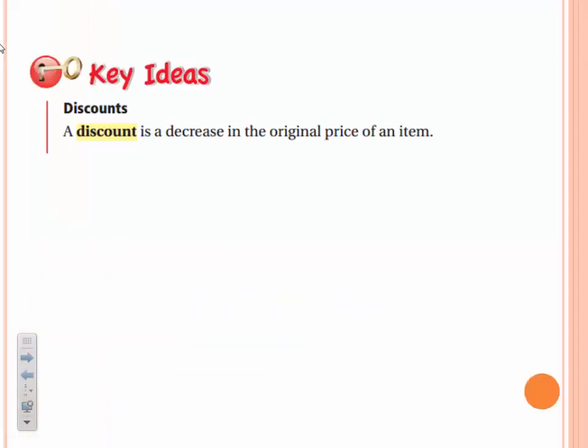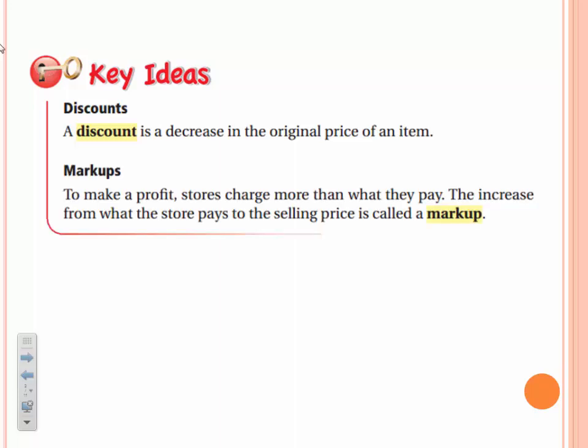Alright, so the main part of this is discounts and markups. A discount is a decrease in the original price of an item. Easy, I'm sure you know what that meant already. Markup is when a store increases the cost that it costs them to get something in order to make a profit. So the book says, to make a profit, stores charge more than what they pay. The increase from what the store pays to the selling price is called a markup.